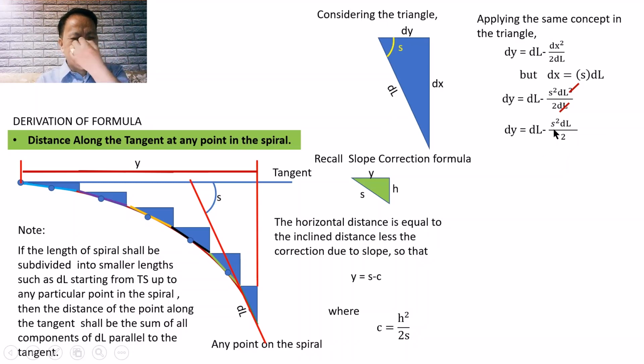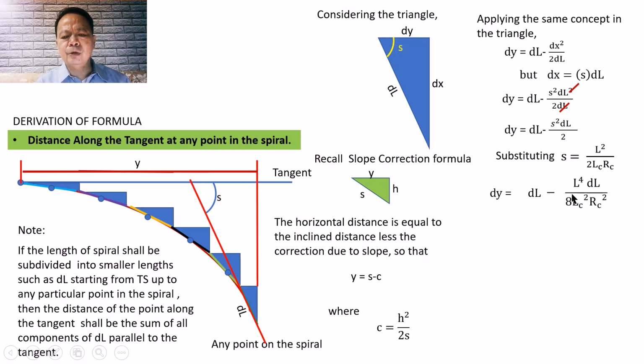Now, let us try to recall that S is already taken and computed as L squared over 2 L sub C R sub C. Therefore, if this will be substituted to this S squared here, our DY will become DL minus L to the fourth, because L squared will be squared further, multiplied by DL divided by the square of 2 multiplied by 2, that becomes 8. So you have L sub C squared R sub C squared. And again, you have here a differential equation, which can be simplified by integrating both sides of the equation, so that the integral of DY will be equal to the integral of DL minus the integral of L to the fourth DL divided by 8 L sub C squared R sub C squared.